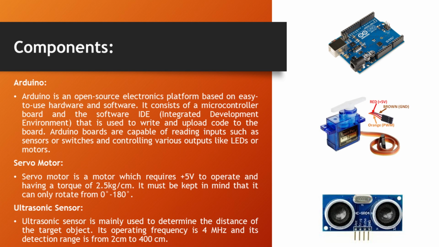A servo motor requires plus 5 volts to operate and has a torque of 2.5 kg per centimeter. It must be kept in mind that it can only rotate from 0 degrees to 180 degrees. We also use an ultrasonic sensor, which is mainly used to determine the distance of the target object. Its operating frequency is 40 kHz and its detection range is from 2 cm to 400 cm. The next slide will be continued by my next member.